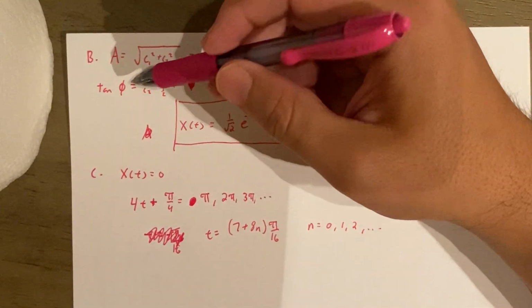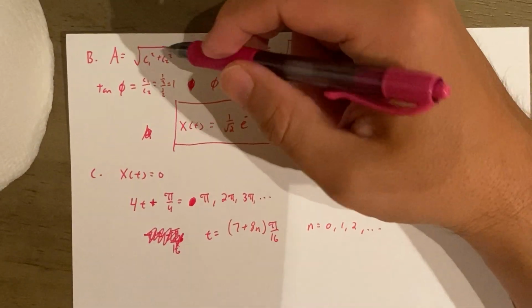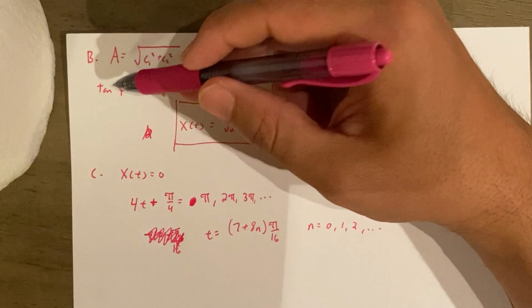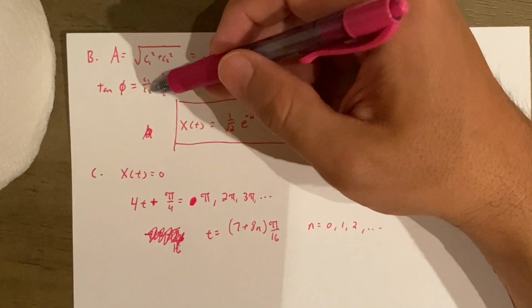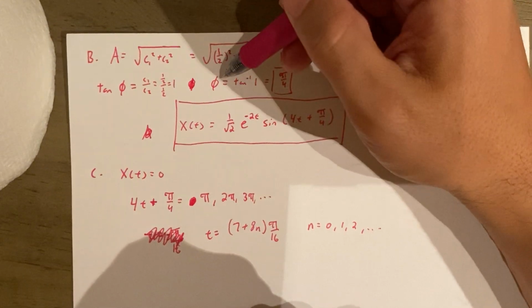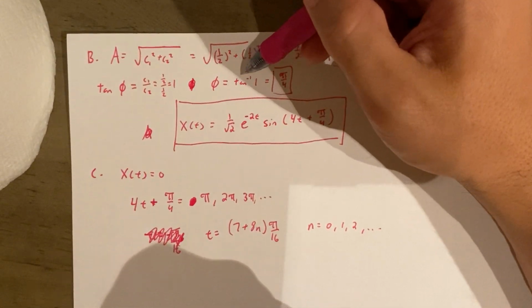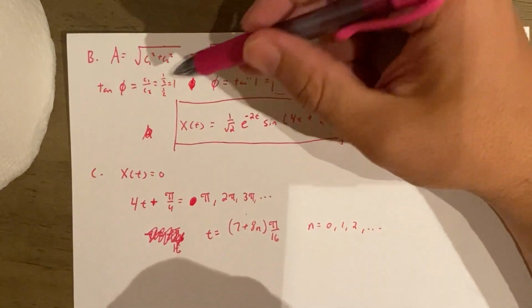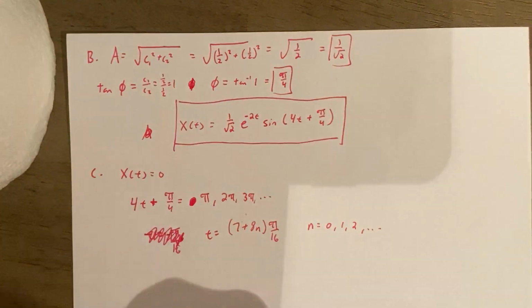Our phi is also going to be the same thing. Tangent of phi is equal to c sub 1 over c sub 2 because we're converting this into sine, which gives us 1. So phi is the inverse tangent of 1, which is pi over 4. And we're in the first quadrant because both values are positive, so it's pi over 4.